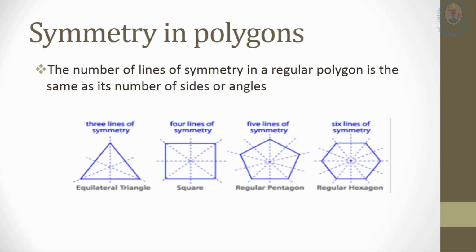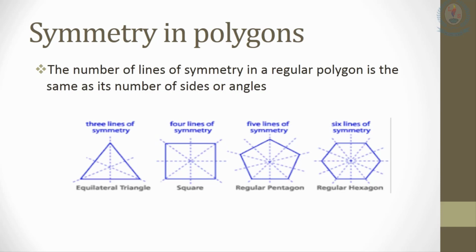When we talk about the symmetry in polygons, we can say the number of lines of symmetry in a regular polygon is the same as its number of sides or angles. This is very important. Remember that the number of lines of symmetry in a regular polygon is the same as its number of sides or angles. The first one is an equilateral triangle, that is a regular polygon. We know that the triangle has 3 sides and 3 angles, so it has 3 lines of symmetry.